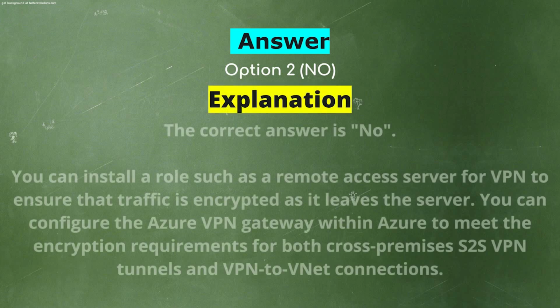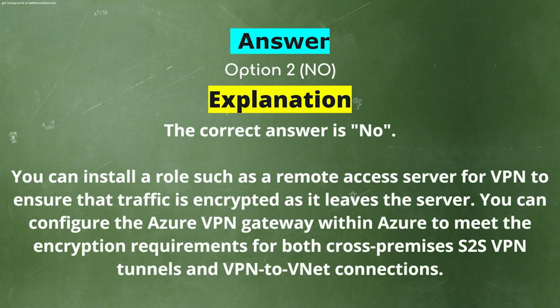Explanation. The correct answer is no. You can install a role such as a remote access server for VPN to ensure that traffic is encrypted as it leaves the server. You can configure the Azure VPN gateway within Azure to meet the encryption requirements for both cross-premises S2S VPN tunnels and VPN to VNet connections.